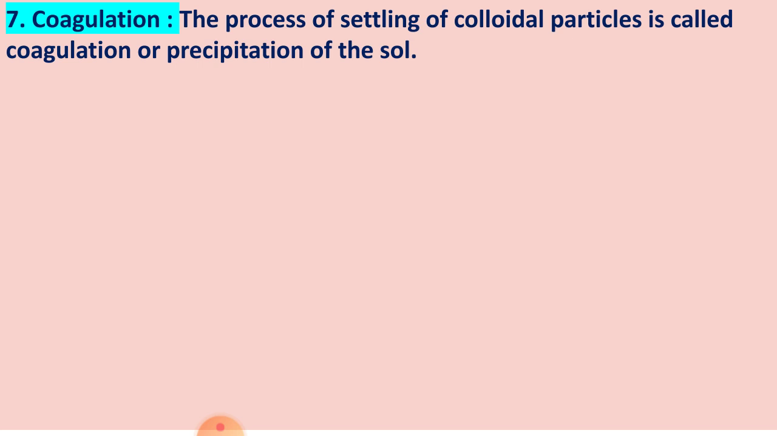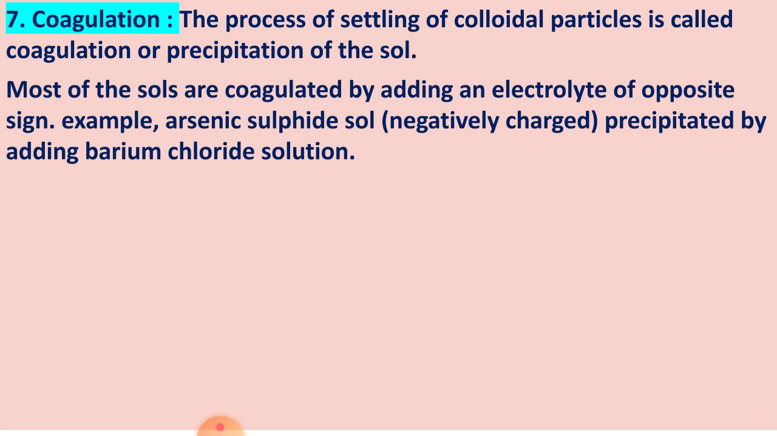But the removal of charge by any means will lead to aggregation of particles, and hence precipitation will occur immediately. Most of the sols are coagulated by adding an electrolyte of opposite sign. Here some examples are taken. Arsenic sulfide, which I told you is a negatively charged sol, is precipitated by adding barium chloride solution, that is Ba2 plus. This indicates that coagulation takes place by addition of appropriate electrolytes of opposite sign.